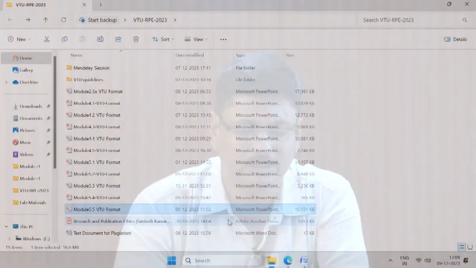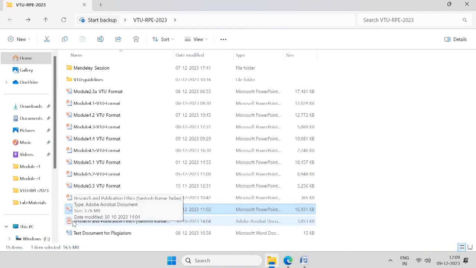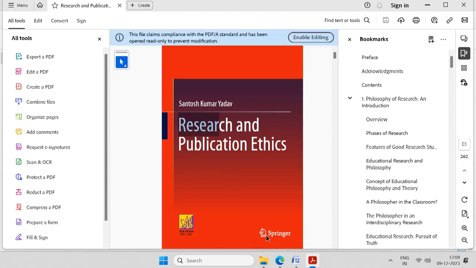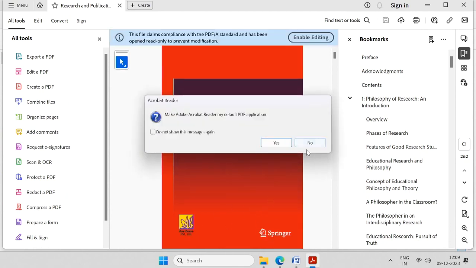I hope I was able to give some knowledge. I assume that at the end of the day you have gained some knowledge from these modules we discussed, and I have one suggestion for you from the examination point of view. There is one book exclusively on research and publication ethics published by Santosh Kumar Yadav at Springer.